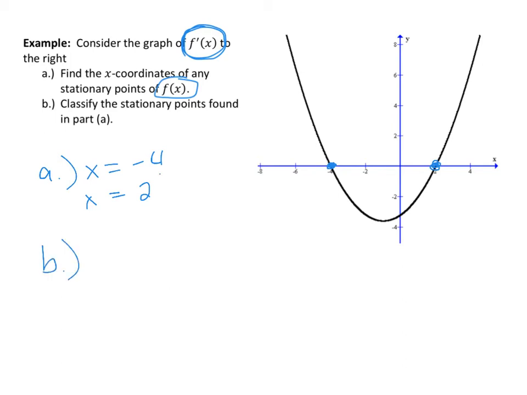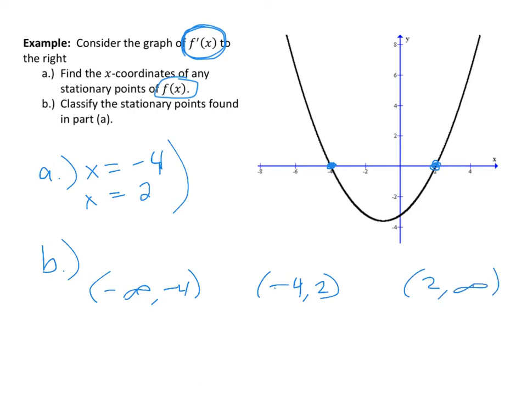Now part B, I'm asking, okay, can you classify the stationary points? Now again, we didn't actually find points here because I don't have the y-coordinates, but can we classify the stationary points associated with these as either maxes or mins? And we actually can, right? If you think about it, our next step in theory would be to set up intervals, right? We could set up an interval from -infinity to -4, one that goes from -4 to 2, and finally, one that goes from 2 to infinity, right?